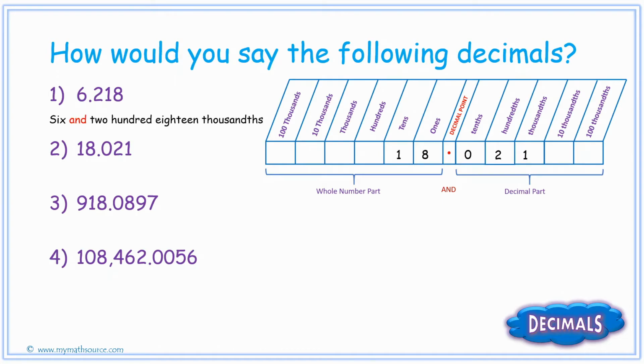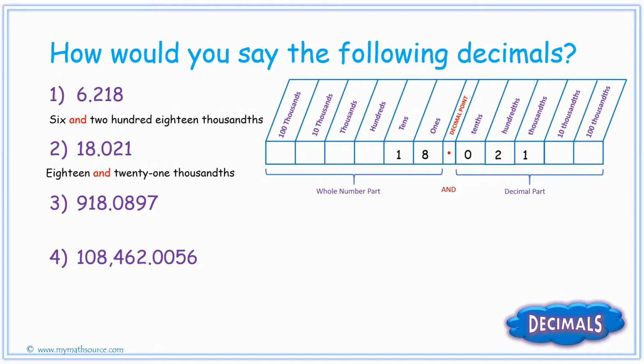The second number we can fill in the place value chart again. In the whole number part, we would simply say 18. The decimal point, we would say and. We will ignore the 0 and just say 21. And because the 1 is in the thousandths place, this number is correctly read 18 and 21 thousandths.